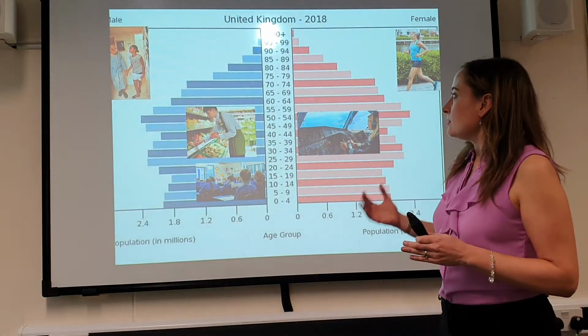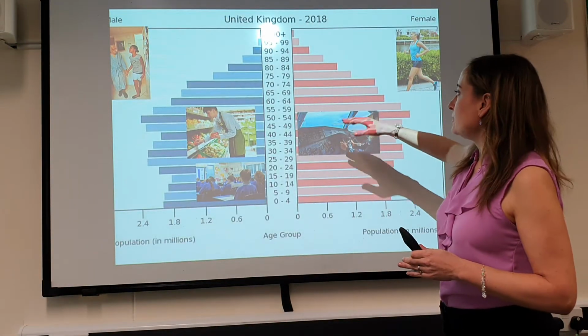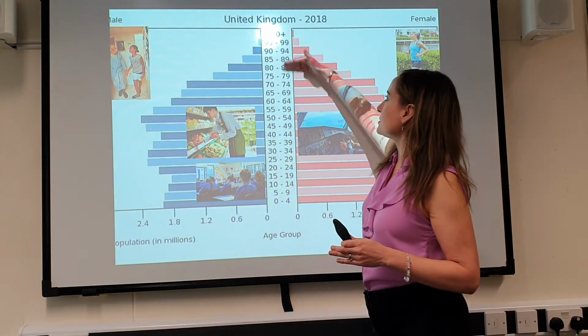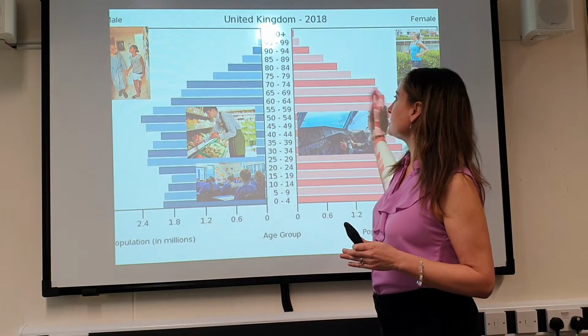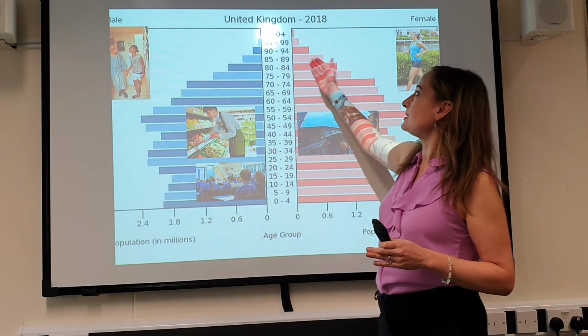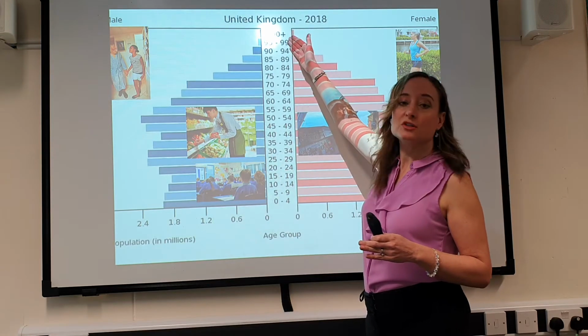So there are a few differences here. For example, if we look at the number of elderly people, the 60 plus category, can you see it's much wider? There are a lot more elderly people. It's still getting narrower at the top of the pyramid. Why do you think that is?